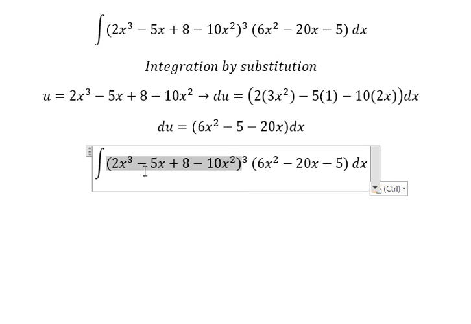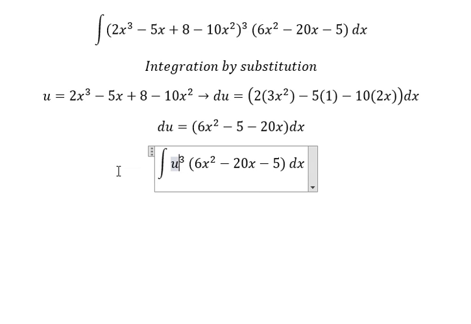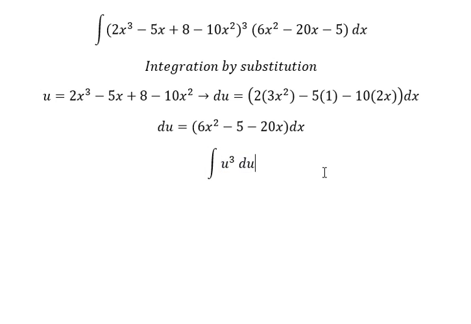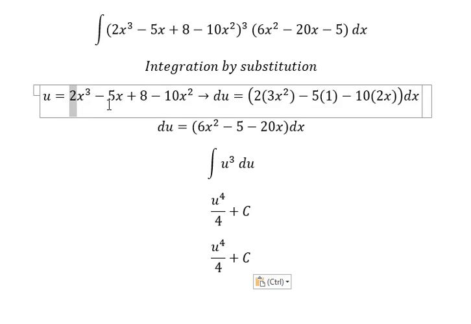So this one we change by u. This one we change by du. The integration of u to the power of 3, you get u to the power of 4 over 4, and we put c. Then u is this one.